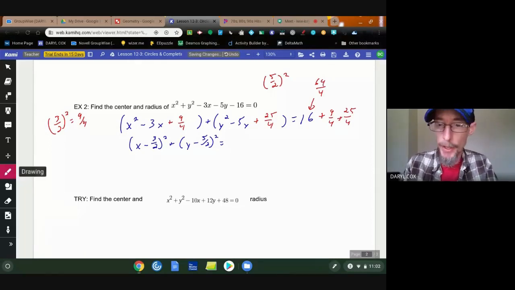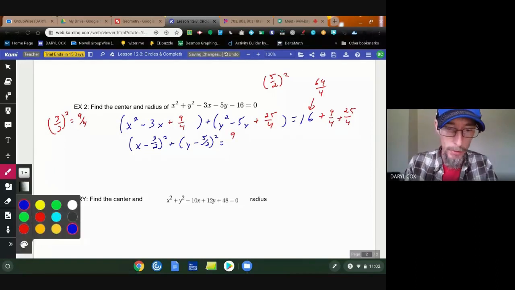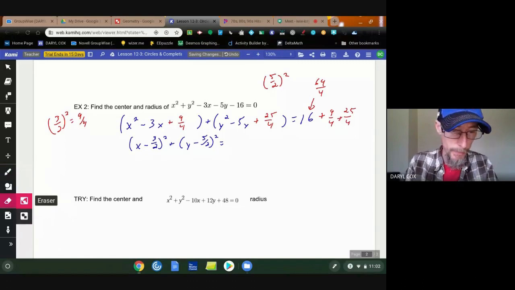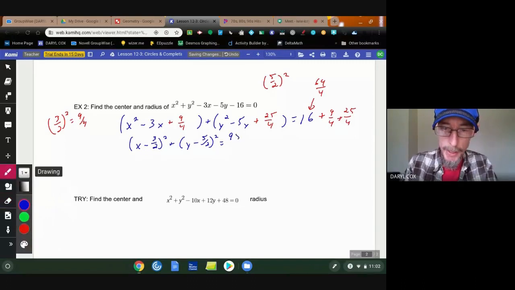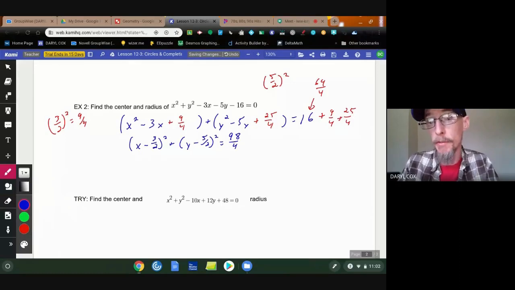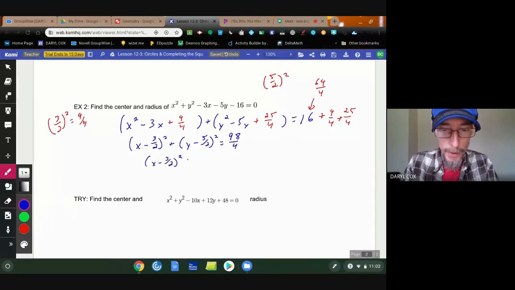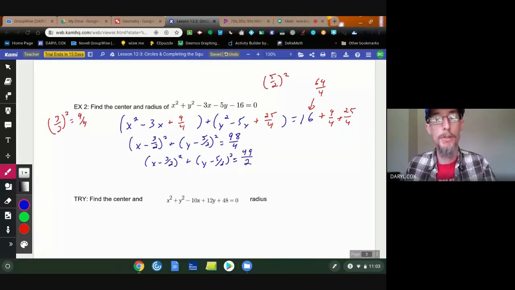So when I add all that together, that's going to give me, well, let's change back to the blue. That's going to give me a 98 over 4. Always reduce your fractions if possible. 2 goes into both of those. So my final equation here is going to be my x's, my y's, and then 98 divided by 2 is 49. 4 divided by 2 is 2.